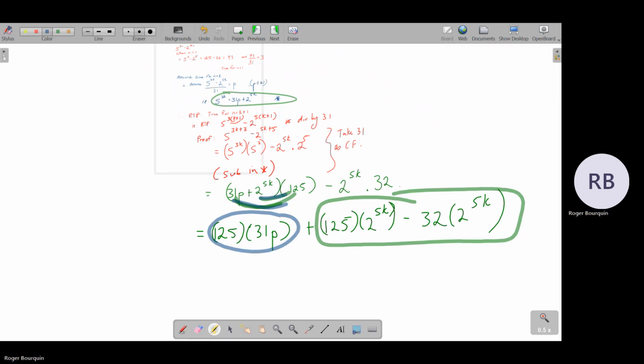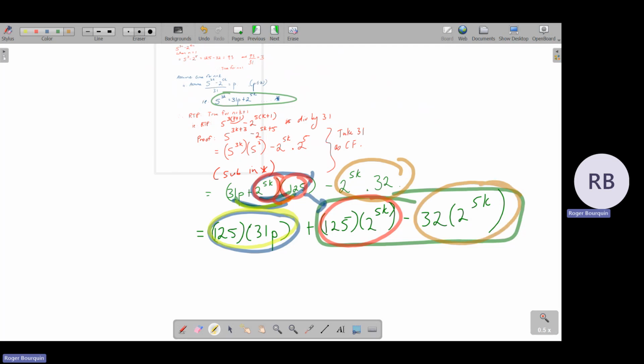Then I times 125 by 2 to the 5k. Right, you happy with that? I said 31p times 125, right? That's the switch here in yellow. Why do I leave the 31 there? So what am I trying to ultimately do? Take out 31 as a common factor, right? Then I went, okay, 2 to the 5k times 125 is 2 to the 5k times 125, right? And then I've got this bit over here, which is minus 32 lots of 2 to the 5k.